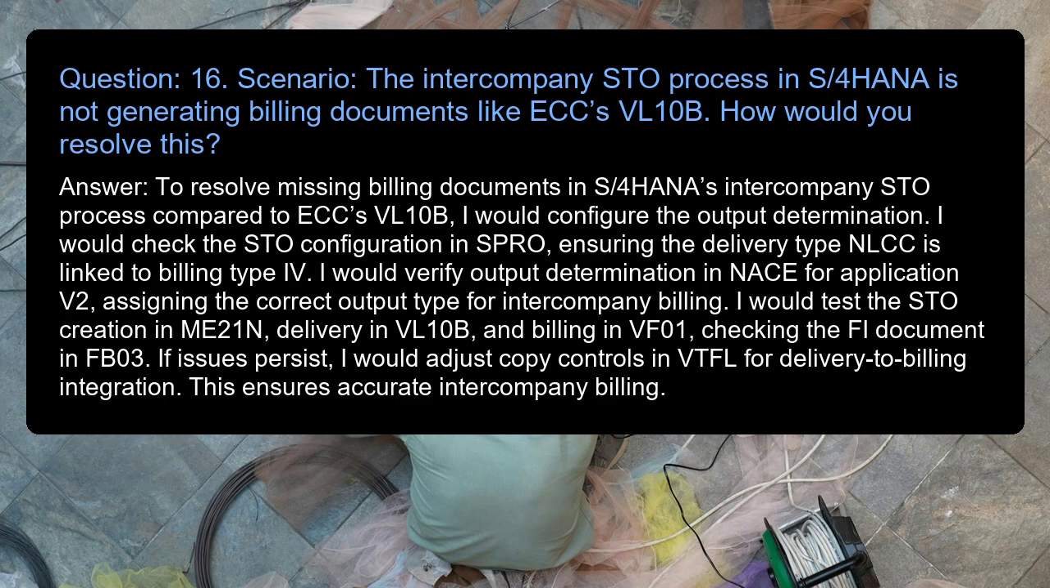Question 16. Scenario: the intercompany STO process in S/4HANA is not generating billing documents like ECC's VL10B. How would you resolve this? Answer: to resolve missing billing documents in S/4HANA's intercompany STO process compared to ECC's VL10B, I would configure the output determination. I would check the STO configuration in SPRO, ensuring the delivery type NLCC is linked to billing type IV. I would verify output determination in NACE for application V2, assigning the correct output type for intercompany billing.